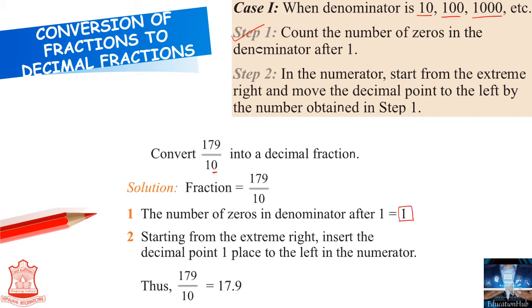Okay. Step 2 is in the numerator start from the extreme right. Do remember this, हमें extreme right से start करना है and move the decimal point to the left by the number obtained in step 1. Step 1 में हमारे पास कौन सा नंबर आया 1. So we are going to start from the extreme right और हम insert करेंगे decimal point after 1 digit to the left. So one jump will be here. So it will be 17.9.